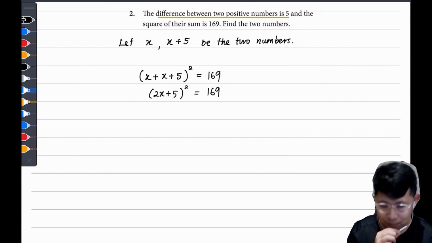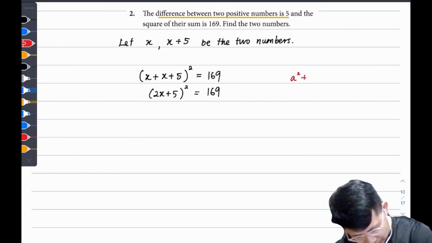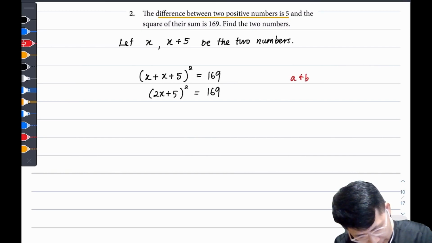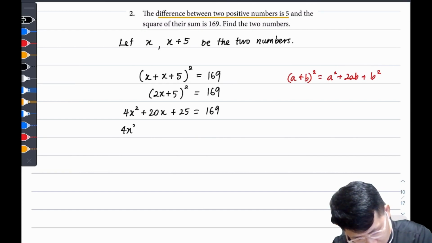Then what do we do? We can expand this using the identity a plus b squared equals a squared plus 2ab plus b squared. So 2x squared is 4x squared. Now 2 times 2x times 5 will give me 20x. 5 squared is 25. So this is 169. So 4x squared plus 20x, shift the 169 over here, so I have minus 144.